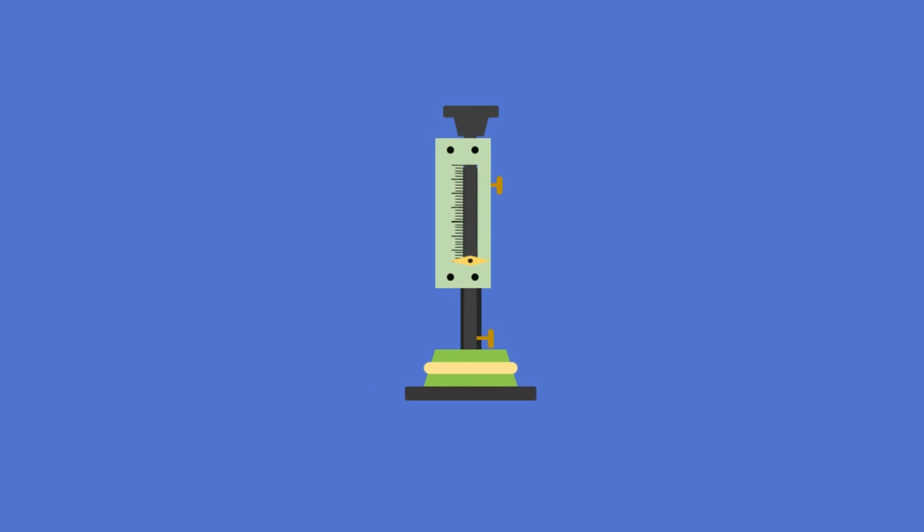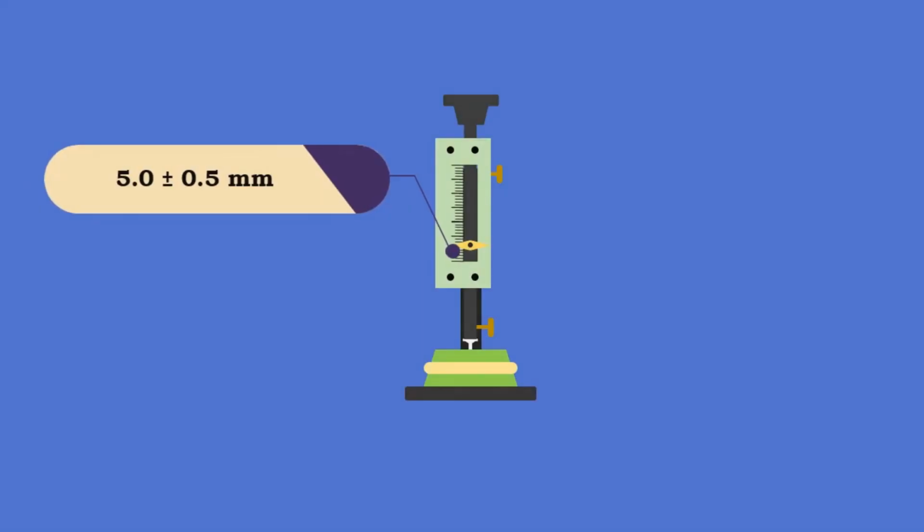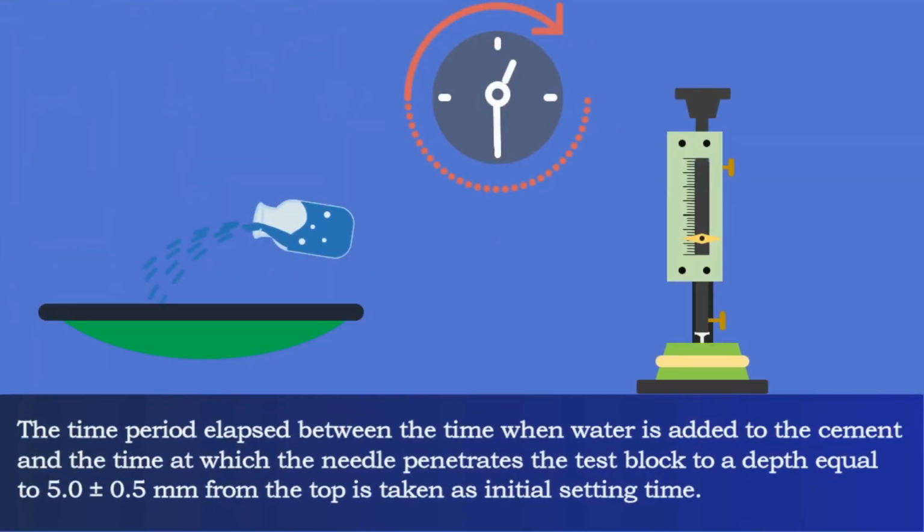Now the needle is released every 2 minutes. We need to repeat this process of releasing the needle till it penetrates not more than 5 mm. So the time period elapsed between the time when the water is added to the cement and the time at which the needle penetrates the test block to a depth equal to 5 mm from the top is taken as the initial setting time.